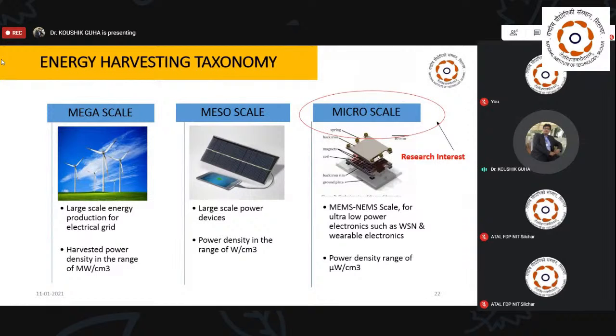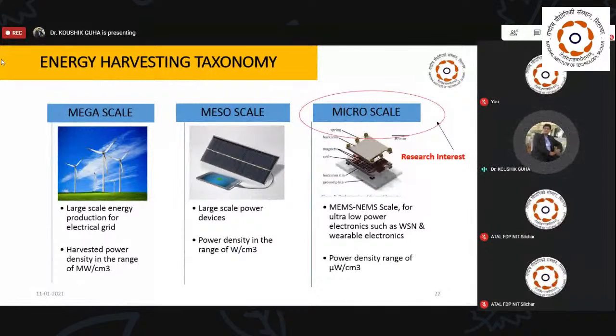But when we talk about the energy harvesting, the question generally comes to mind: at which scale? What is the amount of harvested power and the amount of harvested energy that we can get? So basically there are three types of production. The one is the mega scale, that is the large scale energy production for the electrical grid, where the harvested power density is in the range of megawatt per centimeter cube.